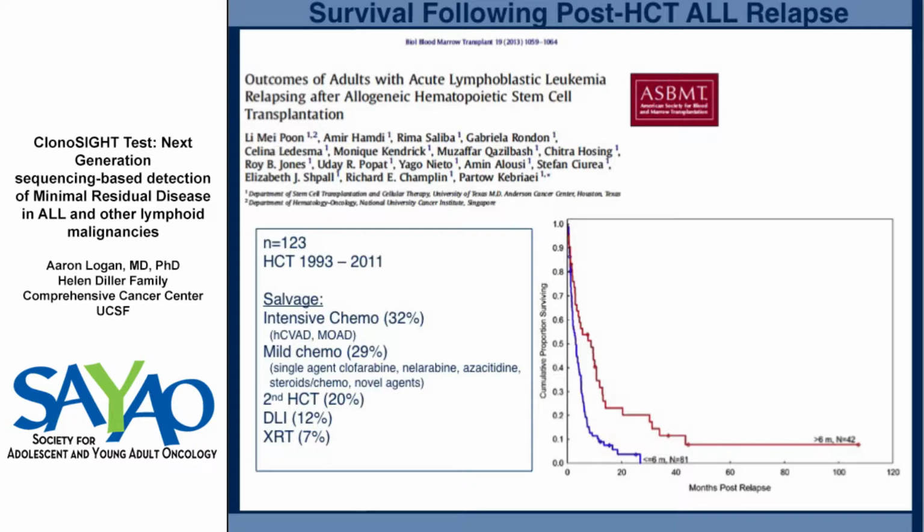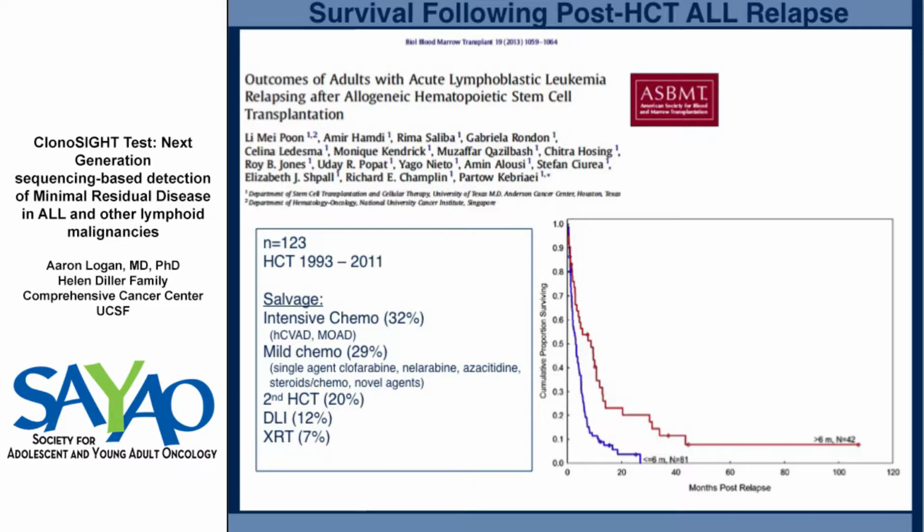These are data that were reported from the MD Anderson, where they looked at about 120 patients over nearly 2-decade experience with patients undergoing myeloablative allogeneic transplantation for ALL and experienced a relapse. And they tried to salvage these patients in a number of different ways, including intensive chemotherapy, so-called mild chemotherapy, which is usually a monotherapy with a nucleoside analog or other novel agents at the time, a second transplant, donor lymphocyte infusion, DLI, with or without antecedent chemotherapy, or radiation.